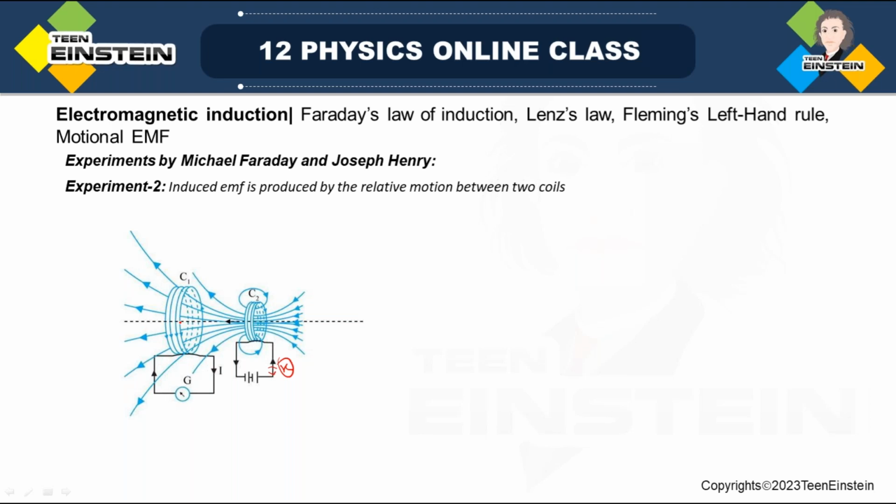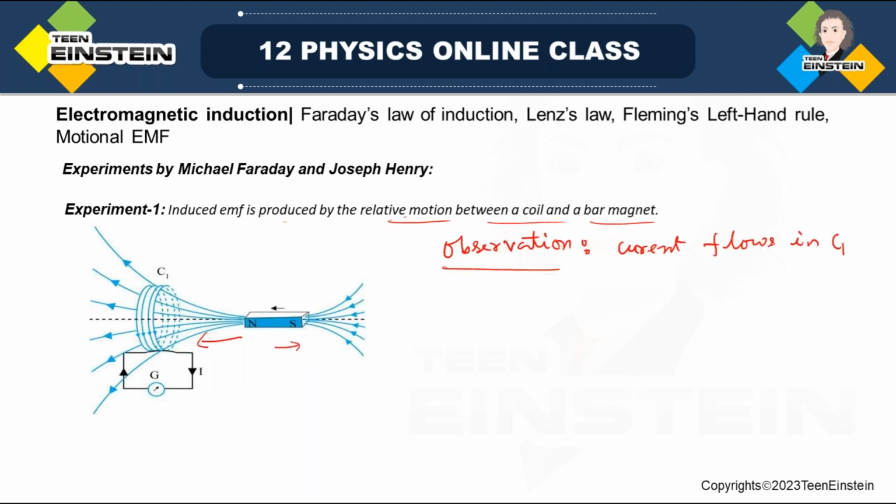Okay. So out of these three experiments, what is important? What was the overall conclusion of the experiment? See, from the third experiment itself we can understand it is not the relative motion. It is something to do with the linked flux.